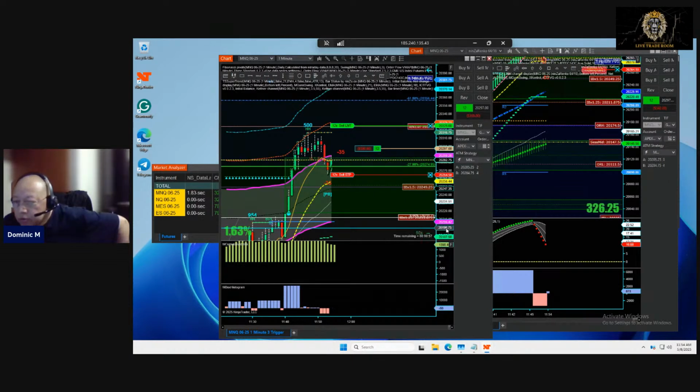So where's it closed? They closed it above, but they didn't close above the +2 deviation. Let's see if it continues making higher here. Higher, higher.